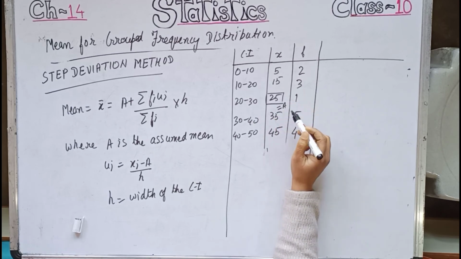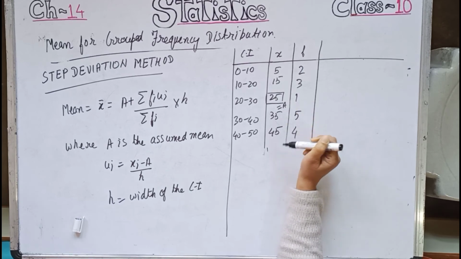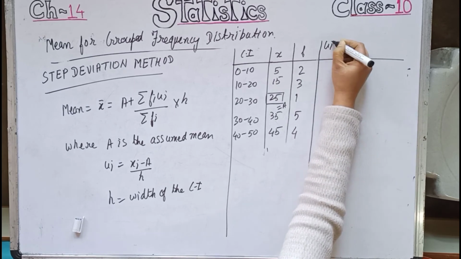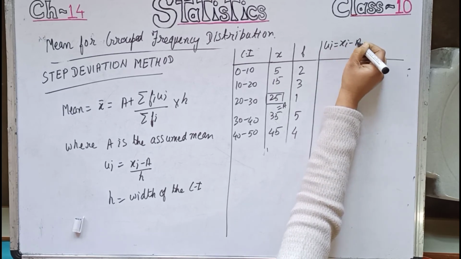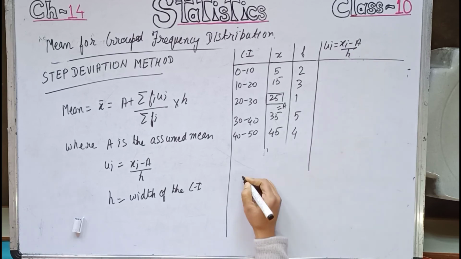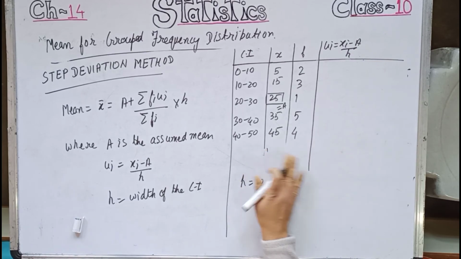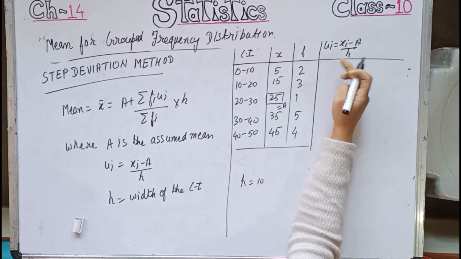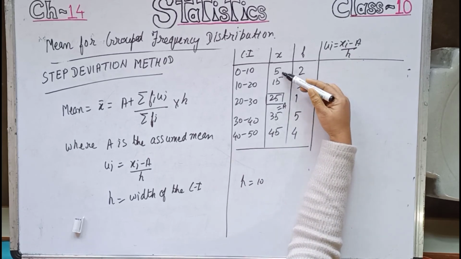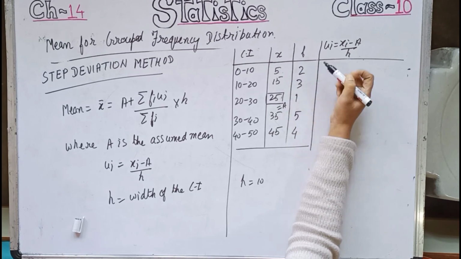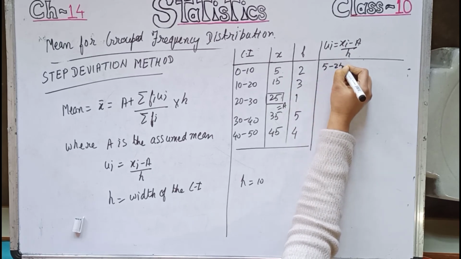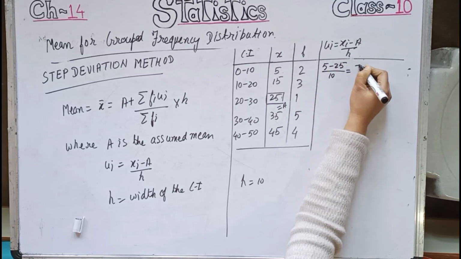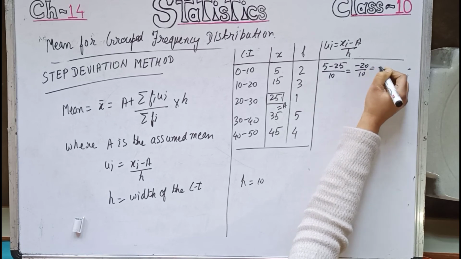You can take, I repeat, the assumed mean as any of the terms over here. You will be getting the same answer. I repeat, now ui equals xi minus a by h, and h equals 10. The width of the class interval is 10. So ui equals xi minus a by h. For the first one it is 5 minus 25 by h. H is 10, so it will be equal to minus 20 by 10, equals minus 2.